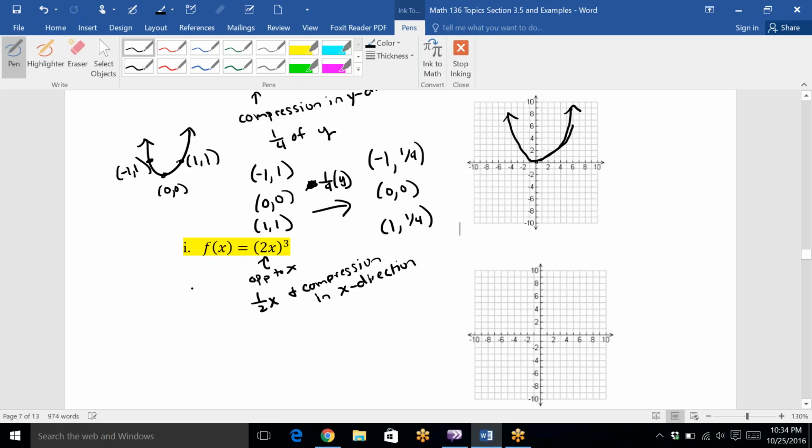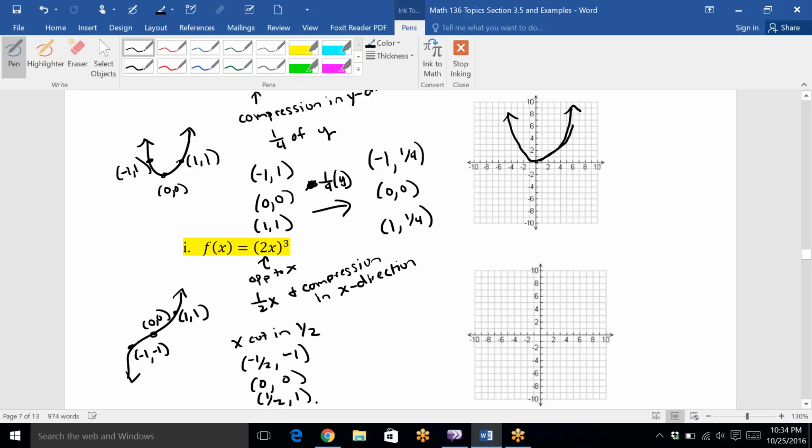So let's think about that x cubed guy again. He was (-1, -1), (0, 0), and (1, 1). This time our x is going to be cut in half. So this would be (-1/2, -1), because the y is not changing. 0 cut in half is still 0, and (1/2, 1). So (-1/2, -1), (0, 0), (1/2, 1).